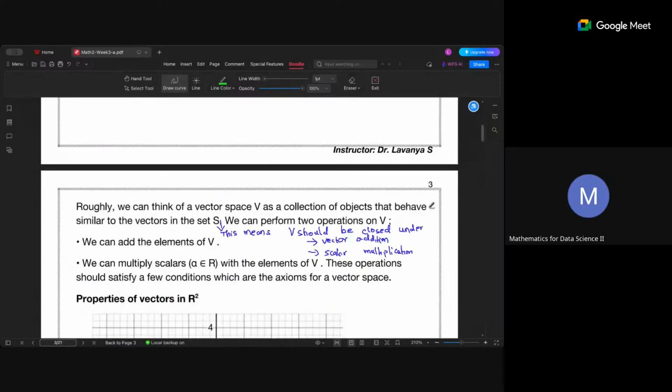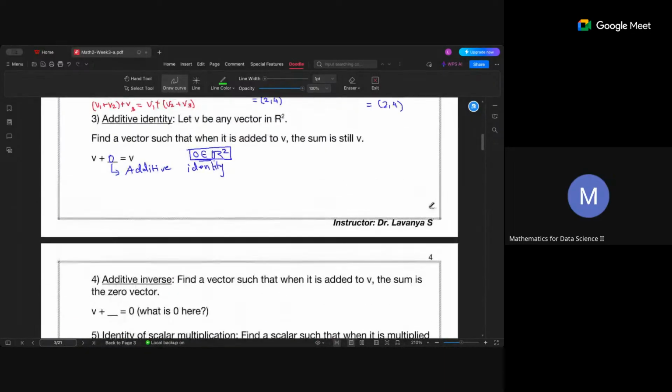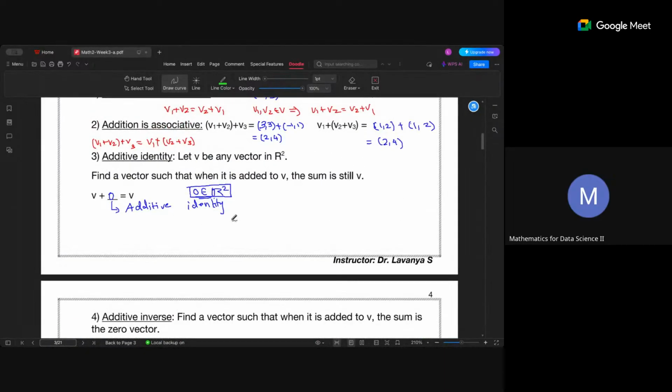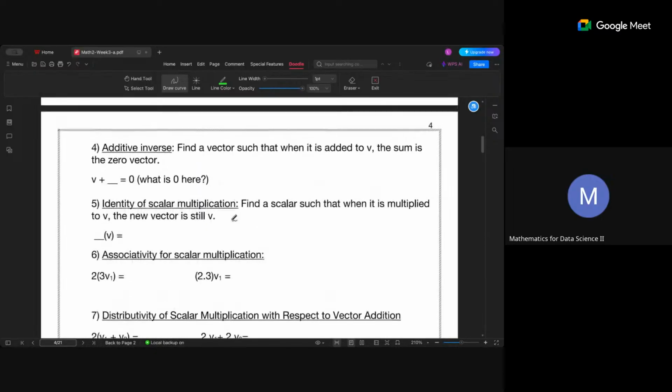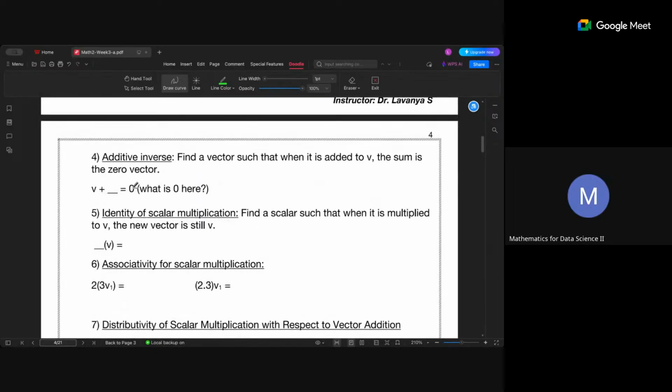Okay. So here we see that for R2 we have additive identity. The next step is: what is additive inverse? The question here is, can you find a vector such that when it is added to V, you will get the sum as 0?